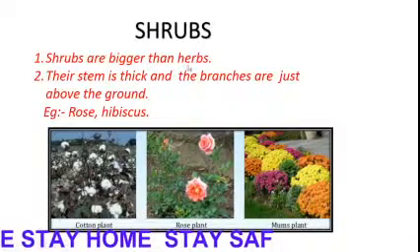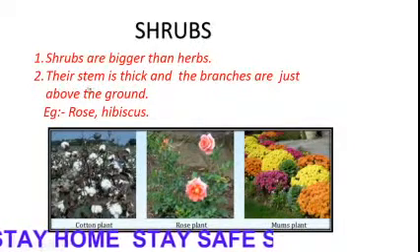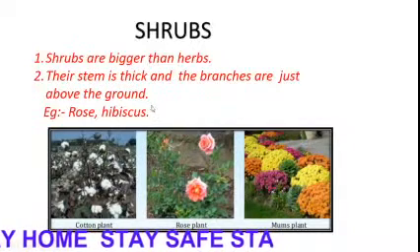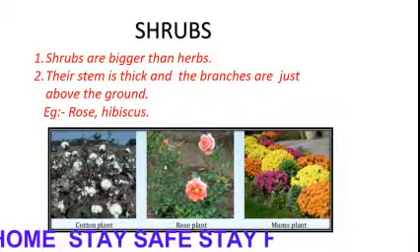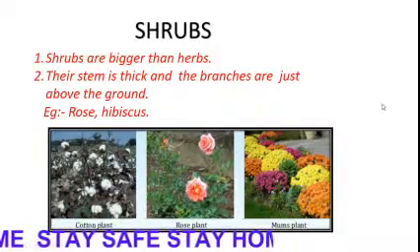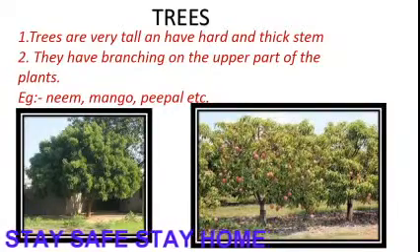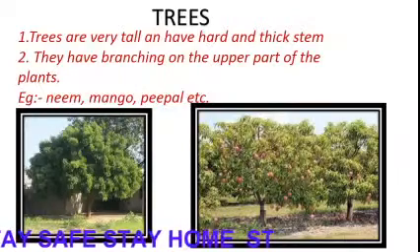Shrubs are somewhat bigger than the herbs. The shrub stem is thick and the branches arise just above the ground. For example, rose and hibiscus. You can take the idea of the rose at your home, as all of you have the rose plant.